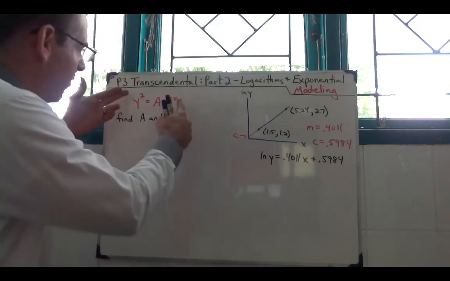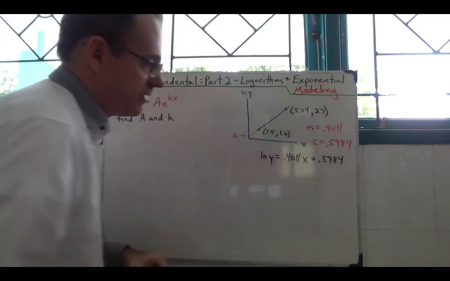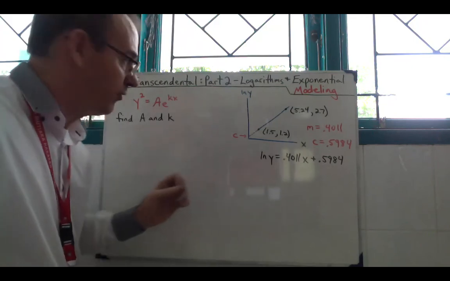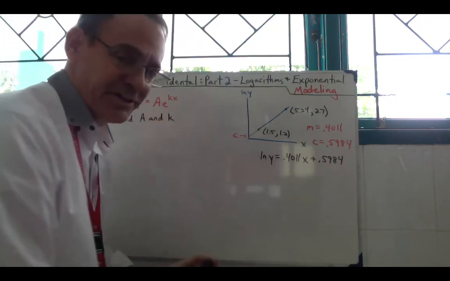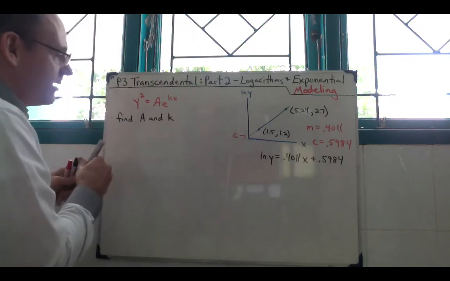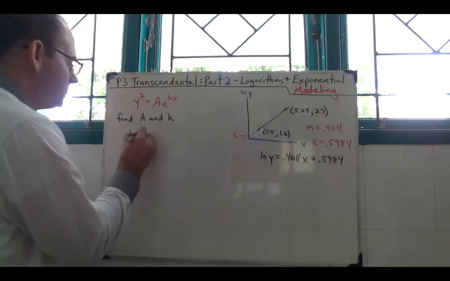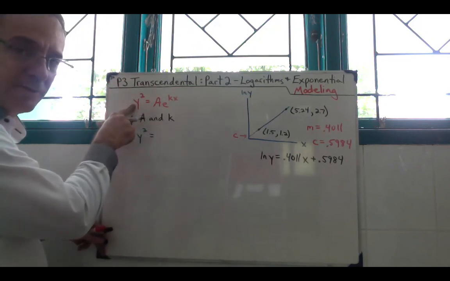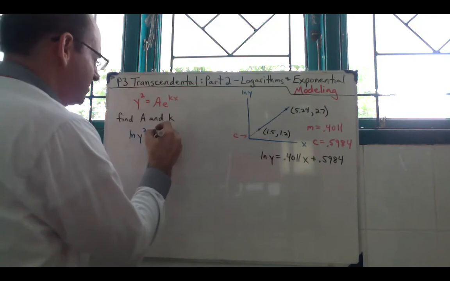Okay, so we're going to go from the model and match the line. We know the line is correct. So let's make our model match this that we already know. So what we're going to do, we're going to ln both sides. We're not going to square root. We're just going to ln both sides first.